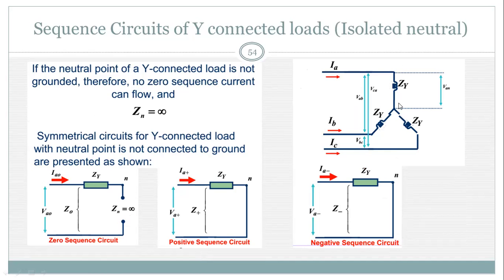Now, if the neutral is solidly grounded, then this point N to the reference line or ground line is solidly short circuited. So there is a single impedance for the zero sequence network, that is ZY, if the neutral is solidly grounded, that is, Zn is equal to 0. And the positive and negative sequence networks remain the same.